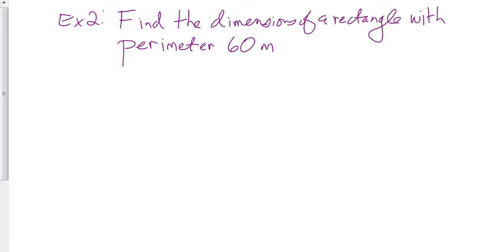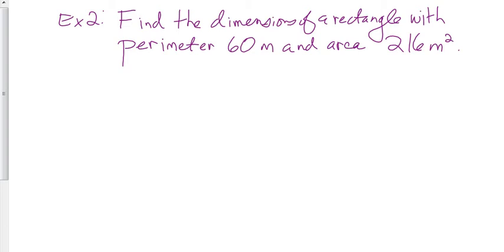A rectangle with perimeter 60 meters and whose area is 216 square meters. Okay, I'll give you a moment to absorb that.